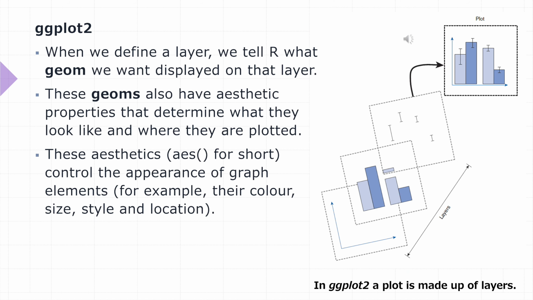How ggplot2 thinks: layers, geoms, and aesthetics. When you define a layer, you specify what to draw with a geom: points, lines, bars, text, and so on. Each geom has aesthetic properties, position and appearance, set with aes. You control color, size, line type, shape, and mapping to variables. Add layers to build the figure. Systematic, repeatable, and clear.